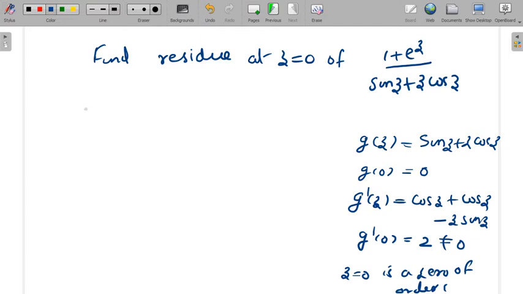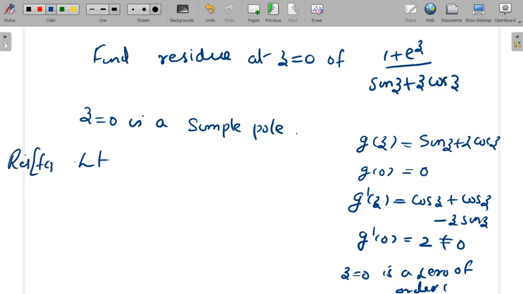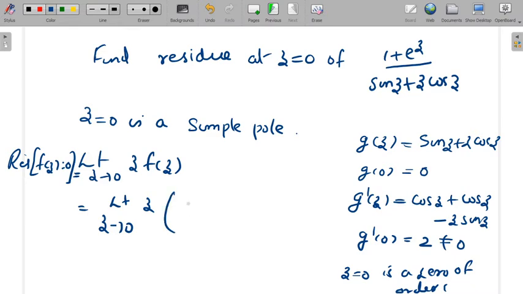So you can conclude that z is equal to 0 is a simple pole. Okay, so if it is a simple pole, our formula to get residue is residue of f of z at 0 equal to limit z tends to 0 of z into f of z, that is, z minus a into f of z. So limit z tends to 0, z into f of z is 1 plus e raised to z divided by sin z plus z cos z.